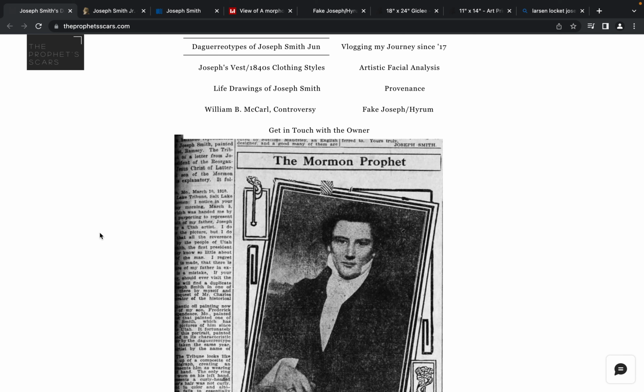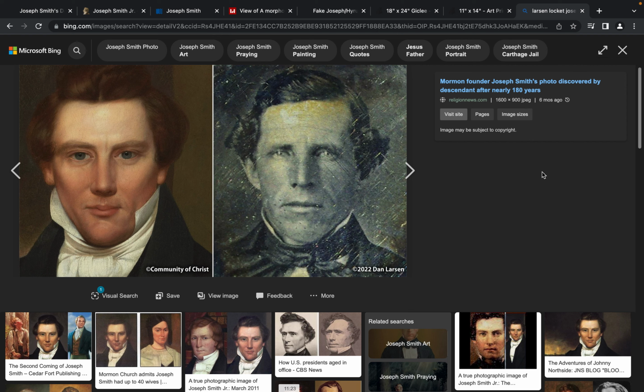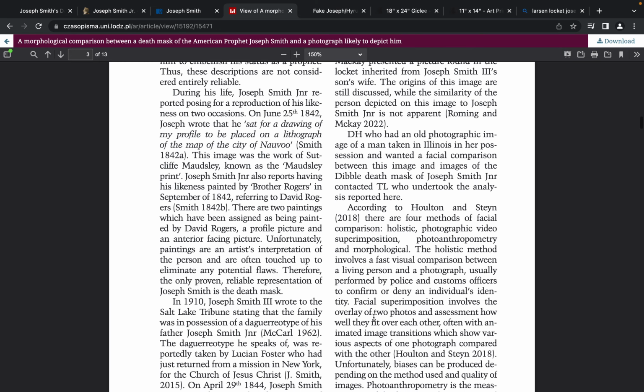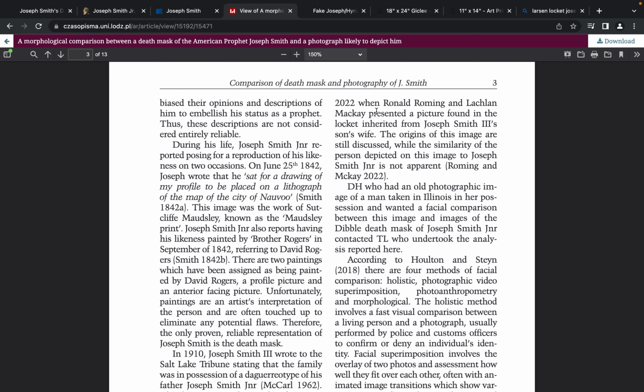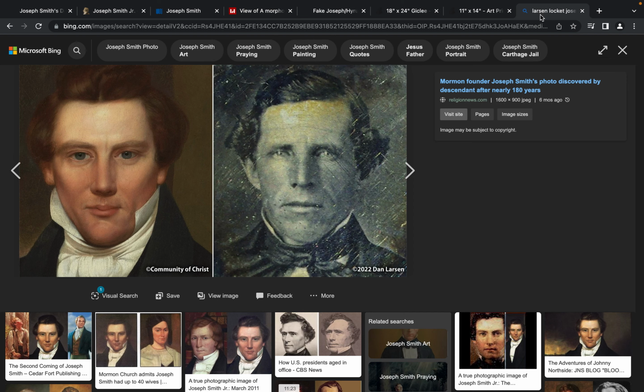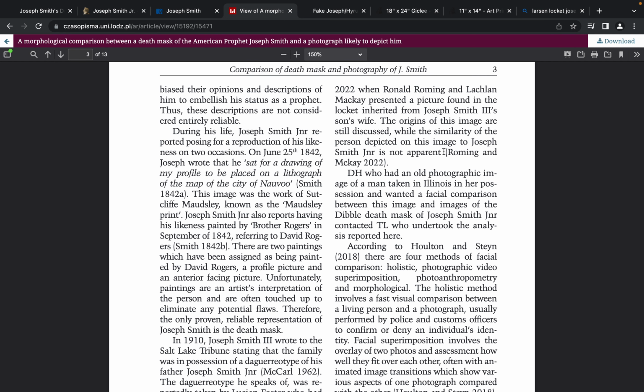And yeah, it'd be great if you guys could share it and read it, because it definitely settles, in my opinion, that there's no apparent likeness. You just go to page three and they talk about Ronald Locke Mackay, a picture that was found on a locket, and the similarity of the person depicted on this image here. It just isn't apparent. There's no apparent similarity between that and Joseph Smith and his face, which they've been studying.